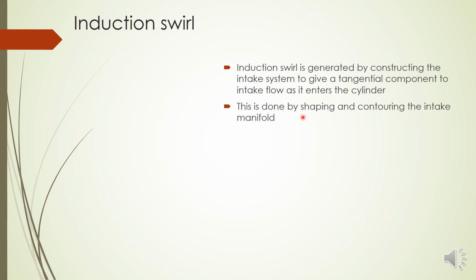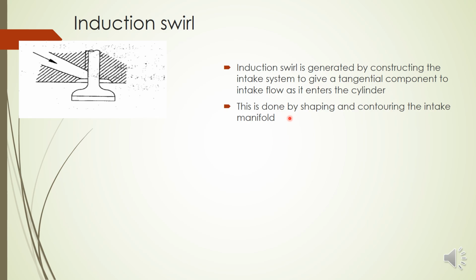One method is by shaping and contouring the intake manifold. So this is the intake manifold which connects the air passage to the inlet valve. By contouring it or by making it in an inclined orientation, we can create a tangential component to the air. So that is the first method, by contouring or shaping the intake manifold.